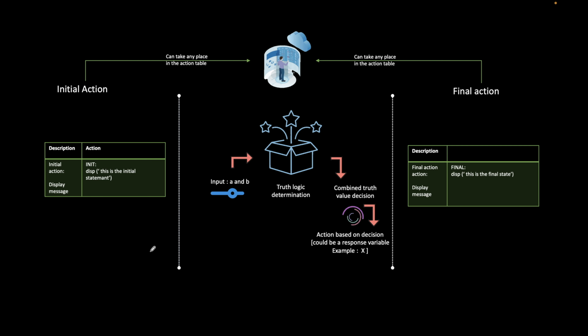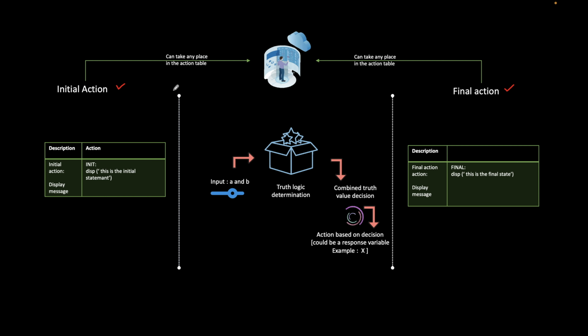In this tutorial, we are looking into the concept of Stateflow, and in this series, we are looking into the concept of truth table in Stateflow. In this particular video, we will be looking into the initial action and final action in the truth table. There are two types of actions possible before implementing any action in a truth table. It could be either an initial action or a final action.